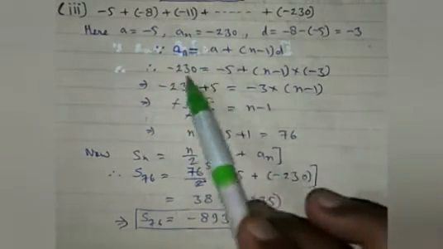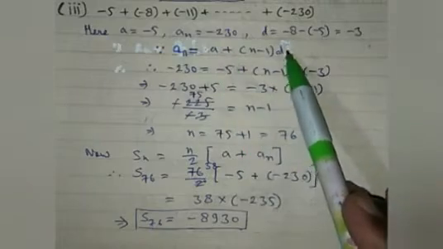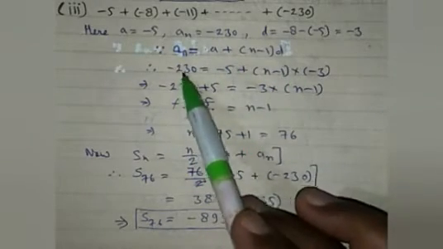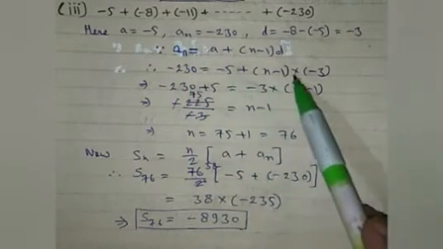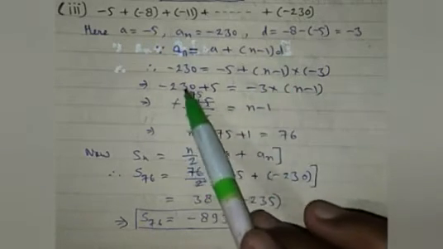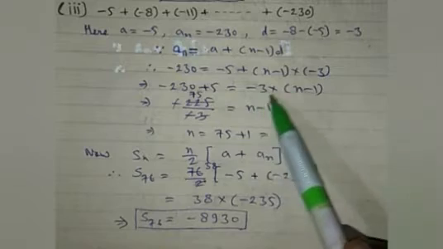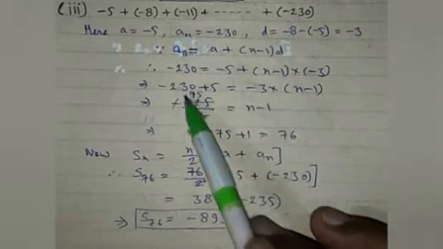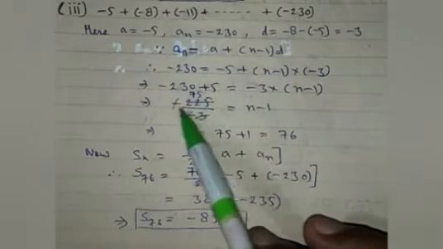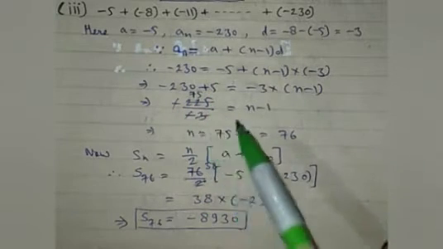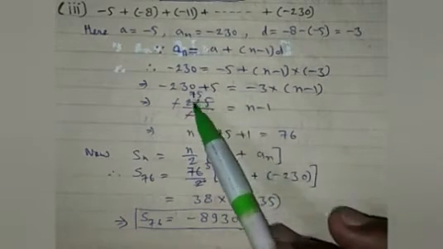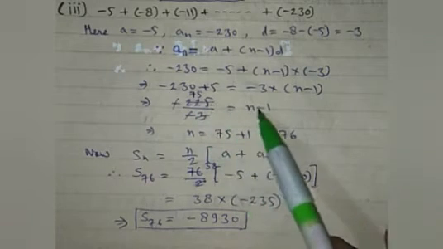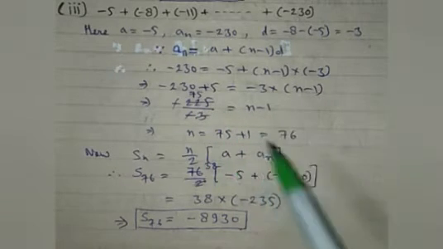So here using formula for nth term, an equal to a plus n minus 1 into d, here it is minus 230 equal to minus 5 plus n minus 1 into minus 3. On simplifying, minus 230 plus 5 equal to minus 3 into n minus 1. So here dividing by minus 3, you will get minus 225 divided by minus 3, that is equal to 75. So 75 equal to n minus 1, so n equal to 75 plus 1, that is equal to 76.